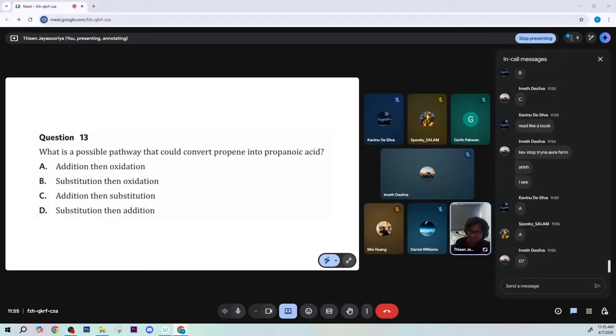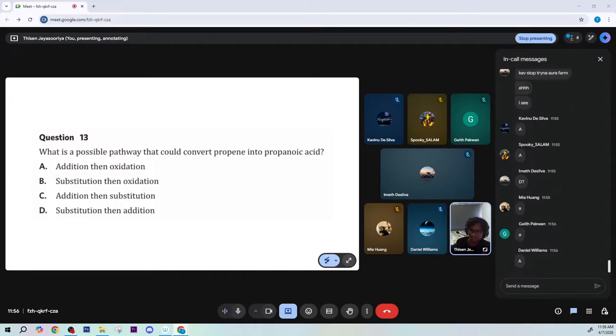Nope, just the 2 A's. Okay. D. What about Daniel, Nia, Blessing? What do you guys think it is? A, B, C, or D? A. What about Blessing? What do you think it is, Blessing? A. Daniel thinks it's A. Yeah, it's A.